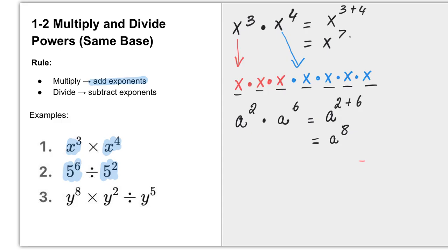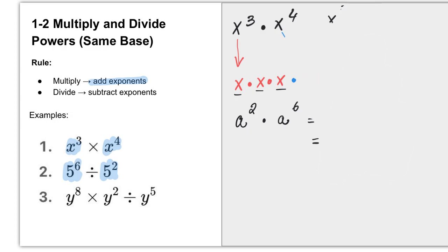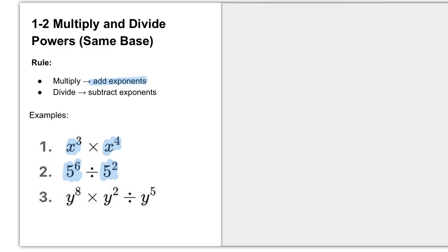Let's now dive into dividing numbers with exponents. The rule is subtract the exponents. So let's try and understand what that means. Okay, I'm going to erase this. Example 2. 5 raised to the 6th power divided by 5 raised to the 2nd power.